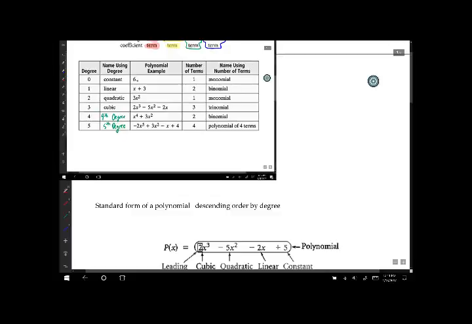So on our first one, we have one term, just the 6, and so that's a monomial. Remember, mono means 1. Here we have 2 terms, so that's a binomial. Third one, we have 1 term, so monomial. The fourth line, we have 3 terms, so it's a trinomial. Then we have a binomial again. And then the last one, we have 4 terms. Anytime it is 4 terms or more, you just say polynomial.